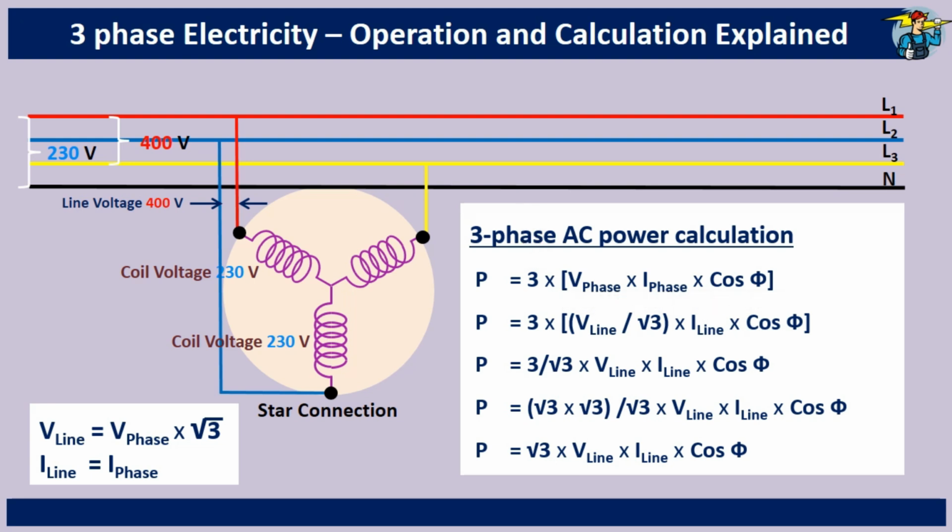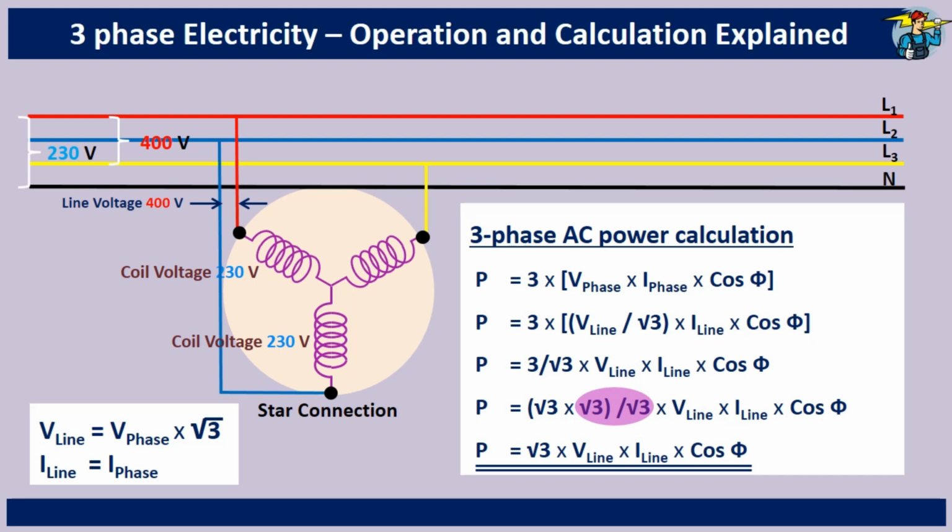However, for three-phase power between the lines, you'll need to replace the phase voltage V with the line voltage V divided by square root of 3. The phase current I phase can be directly replaced by the line current, I line. Now, if we expand the 3 in the equation, we can write it as square root of 3 multiplied by square root of 3. Then, 1 square root of 3 cancels out, leaving only 1 square root of 3 in the final equation for three-phase power.